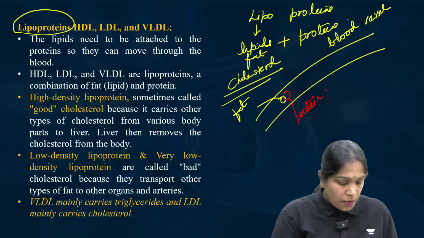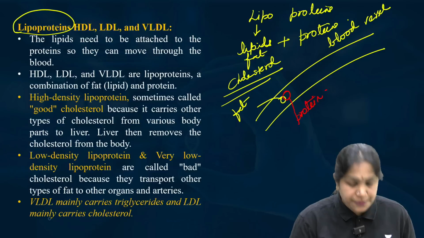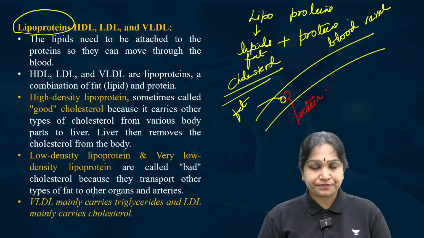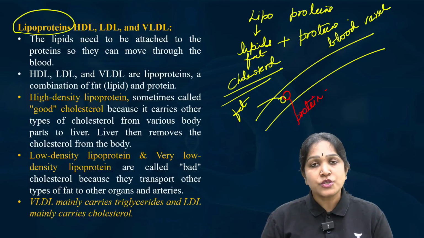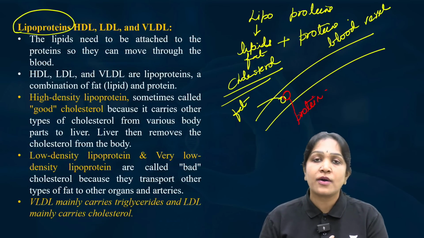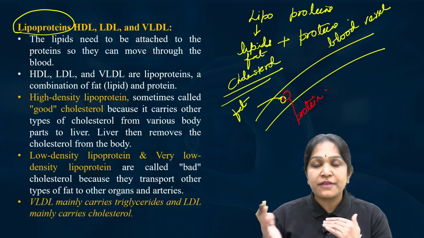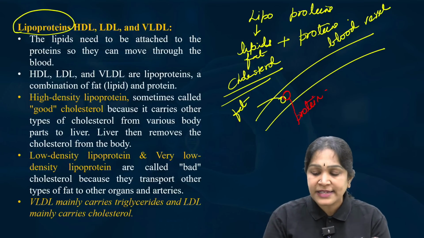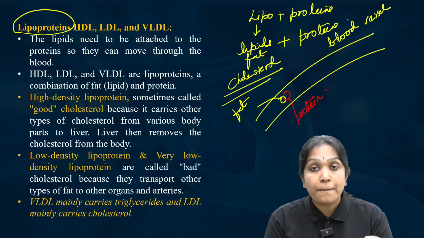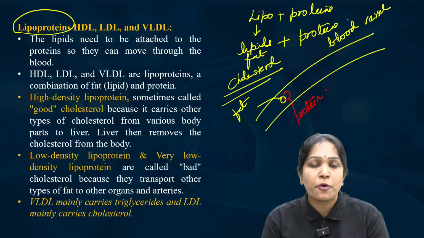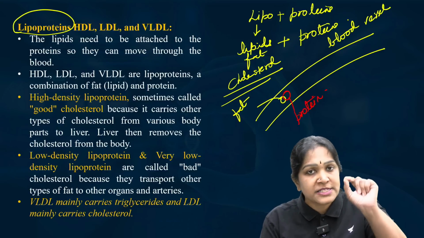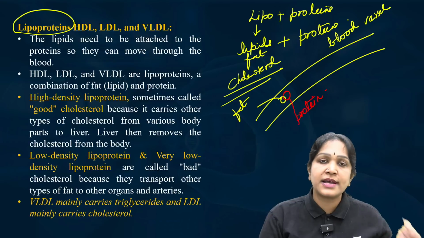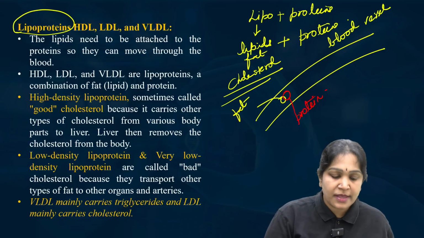I repeat, only fat cannot be transported by our blood. If the blood needs to transport the fat from one organ to another organ, the fat must combine with protein. That fat plus protein complex is called a lipoprotein. Cholesterol plus protein is called a lipoprotein.